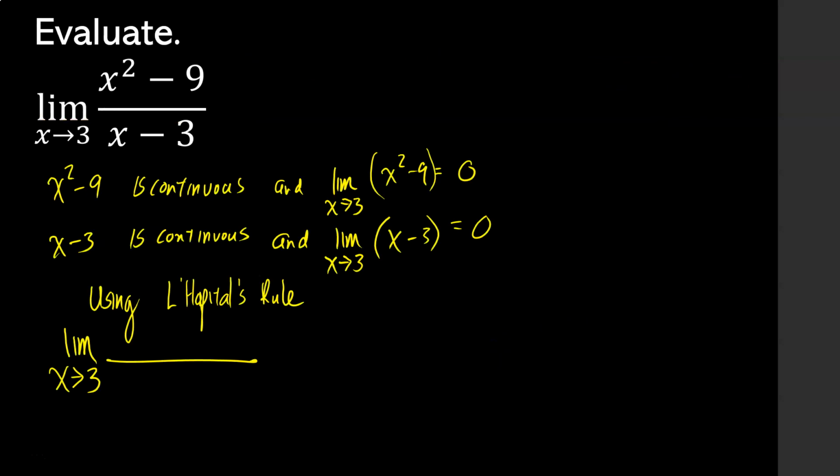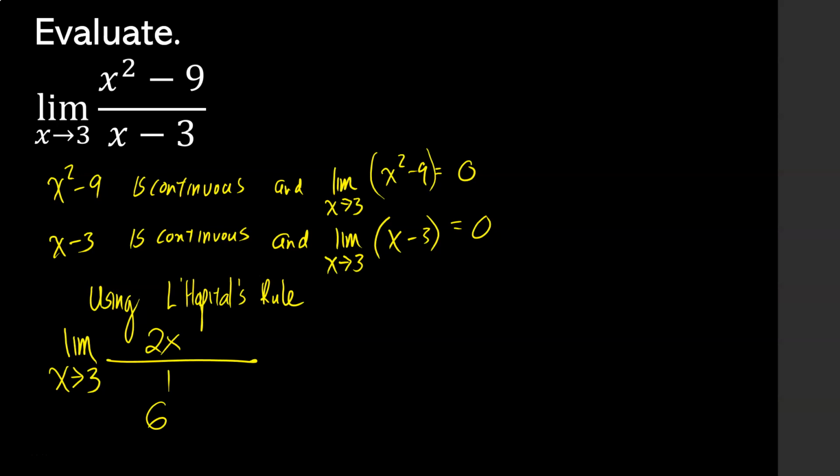So x squared minus 9, we take the derivative of x squared minus 9, 2x, and write that in the numerator. The derivative of this x minus 3 in the denominator is simply 1. And so now we just get 2x over 1, that's continuous. So we just get 6. We can make that substitution quite easily. That's the same 6.